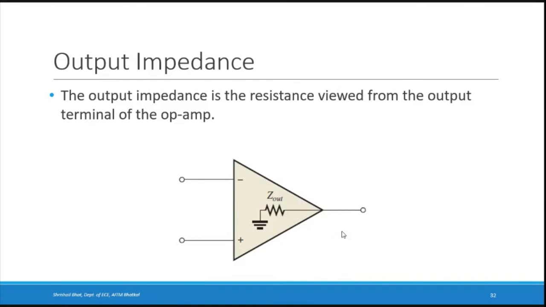Next, you have the output impedance. Output impedance is the impedance as seen from the output terminal. So it's the resistance viewed from the output terminal, the impedance at the output. That's called output impedance. Ideally, output impedance is 0 and input impedance is infinite. Practically, output impedance will be a very low value and input impedance will be a very high value.